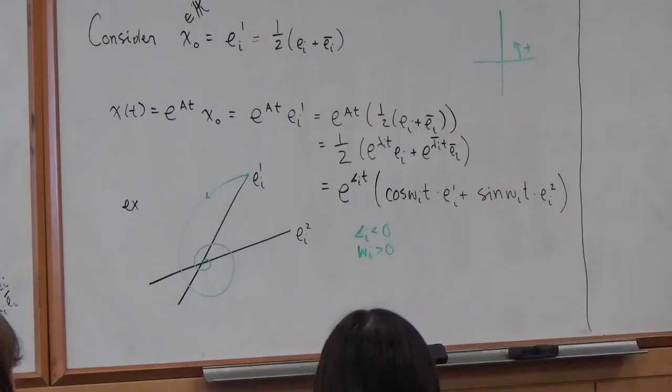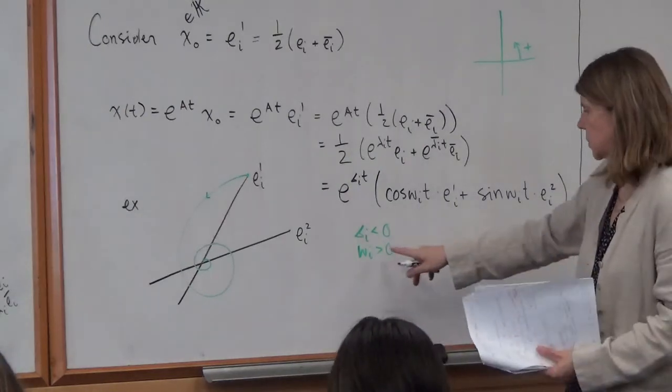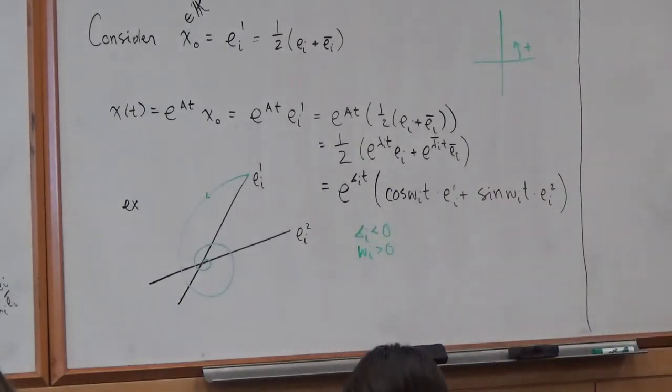On your notes, does it say alpha I is less than 0? Is it a typo? Is it supposed to be sigma I? Yeah, that is a typo. Thanks for finding that. So on page 6 of the notes, it should be sigma I is less than 0, not alpha I.